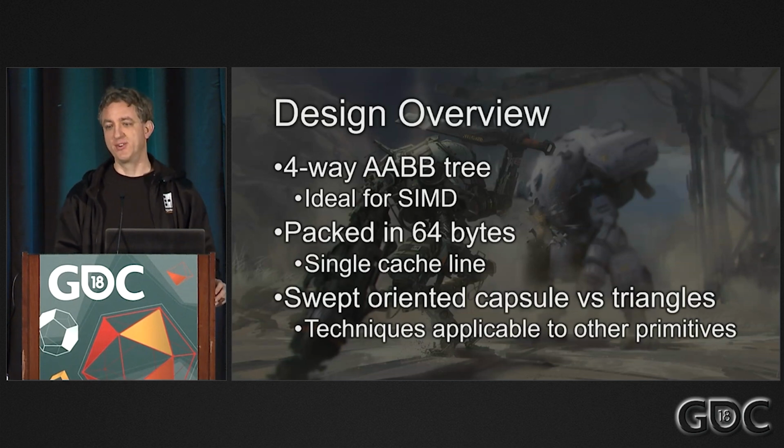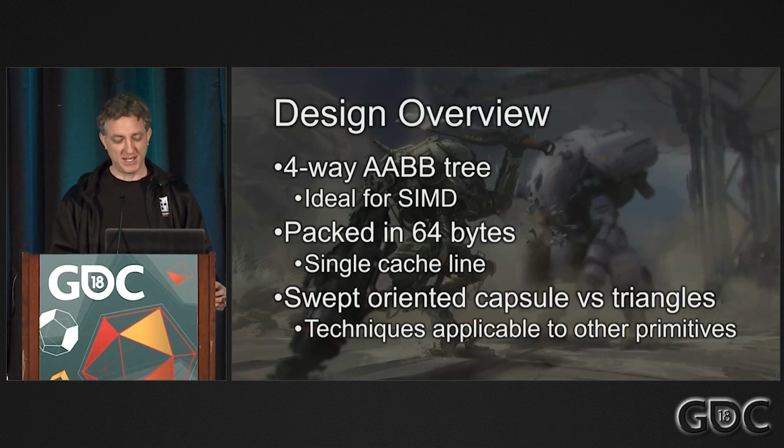So here's our design overview for our collision detection. We use a 4-way axis-aligned bounding box tree, which is ideal for 4-way SIMD. We pack each node into 64 bytes, which is ideal for cache coherency. And we use swept-oriented capsules versus triangles as our basic collision technique. The techniques in this talk are applicable mostly to any type of collision shape you want, but this is what our code used in the past, so we kept it.